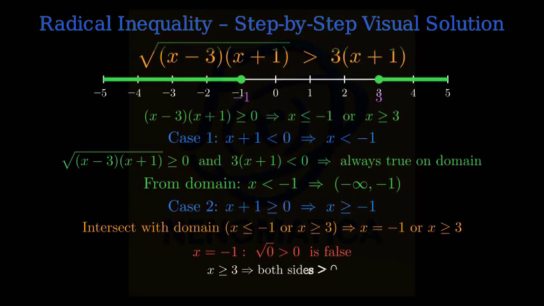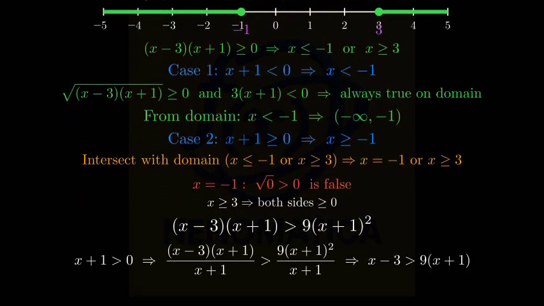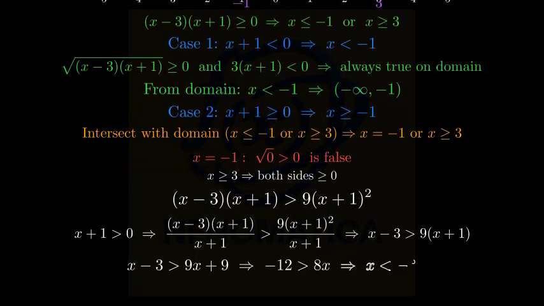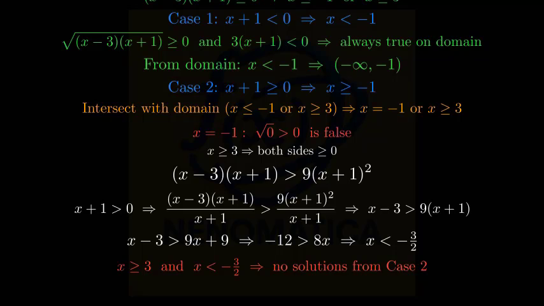Next, consider x ≥ 3. Here both sides are non-negative, so we can square both sides safely. That gives (x − 3)(x + 1) > 9(x + 1)². Since x + 1 is positive for x at least 3, divide both sides by x + 1 to get x − 3 > 9(x + 1). Solve the linear inequality to obtain x < −3/2, which contradicts x ≥ 3. Therefore, case 2 contributes no solutions.